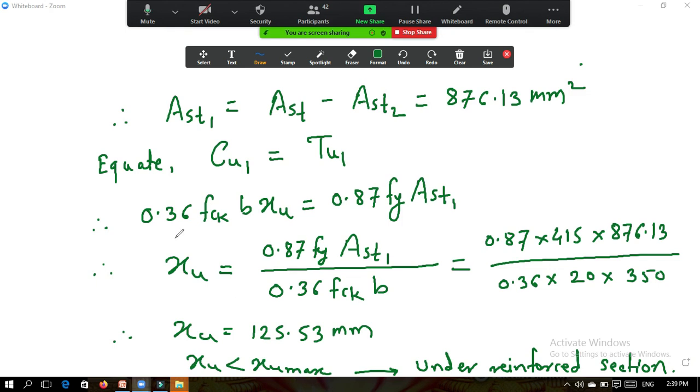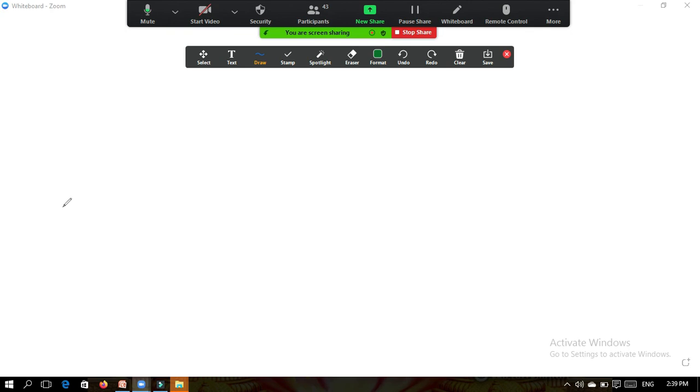Okay. So now this section is under enforced. So now we will calculate MU. Finally we need to calculate the ultimate MU. What is our formula now? It is T into Z. As our section is under enforced, steel is less in that section. So MU is equal to T into Z, that is, here we are going to take TU into ZU.